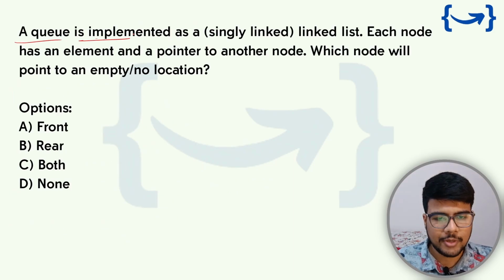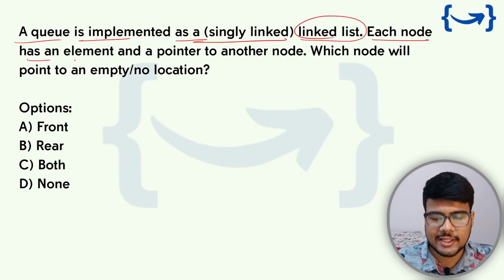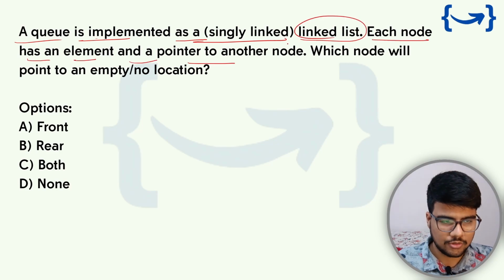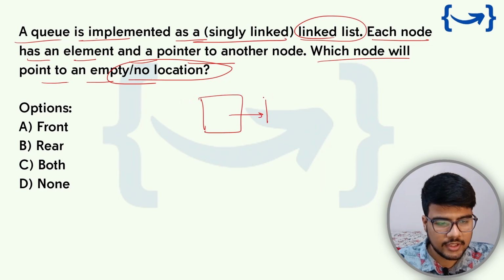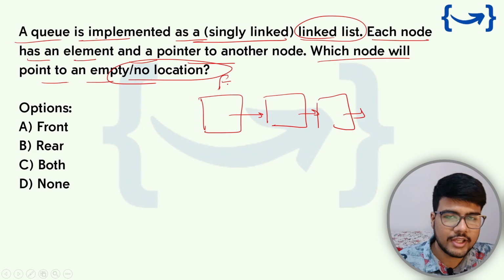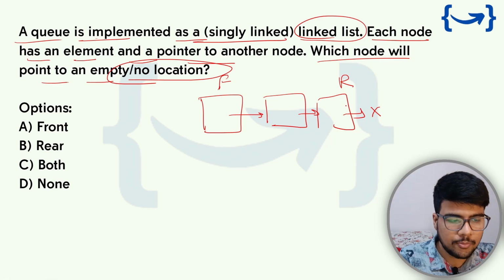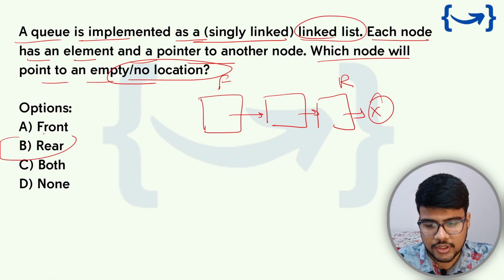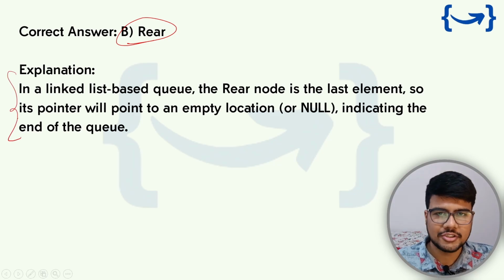A queue is implemented as a singly linked list. Each node has an element and a pointer to another node. Which node will point to an empty or no location? So you have a queue, so this would be the linked list, and as we know, this would be the front side where we should pop the element out, and here is a rear element where we can insert. So yes, the very last pointer, which is rear, will be pointing towards the null. So rear would be the right option. +1 marks again if you mark that question right, and you can go through this explanation, which looks pretty easy.